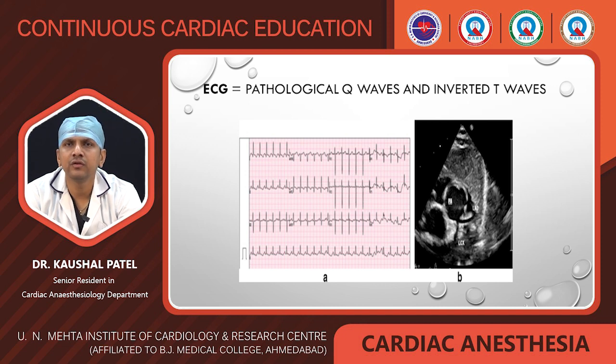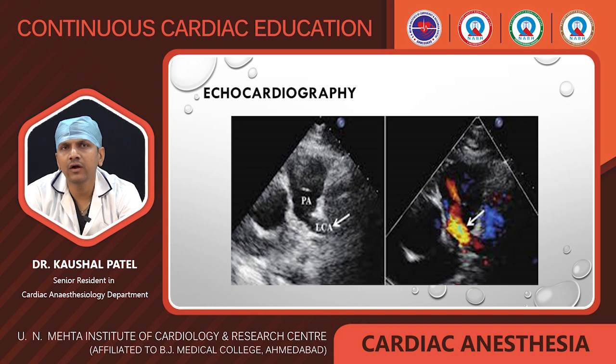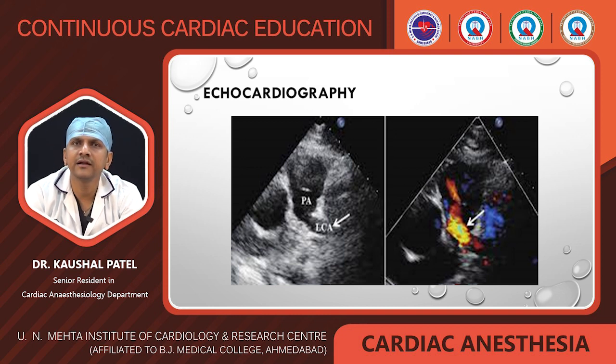Now coming to the investigation part of ALCAPA. In the ECG, due to the chronic myocardial ischemia, the pathological finding for myocardial ischemia is the pathological Q wave with an inverted T wave. Likewise, we can see the Q wave and the inverted T wave in the lateral leads of the ECG. Now coming to the echocardiography. In echocardiography, we can see the pulmonary artery opening, followed by the left coronary artery opening, and we can see the flow from the left coronary artery. Sometimes we can also see the steal flow, the coronary steal phenomenon, in the echocardiography also. That is, the flow from the left coronary artery is going to the pulmonary artery.